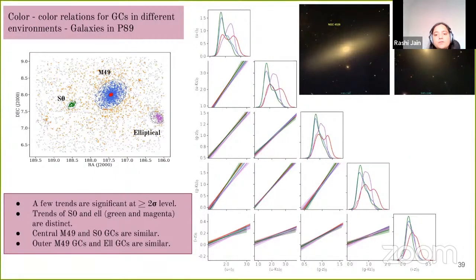Not all of them, but a few trends are more significant at the 2 sigma level. The trends of S0, the lenticular galaxy, and the elliptical galaxy, the green and magenta, show the most distinct patterns compared to each other. The central M49 clusters and the clusters of the lenticular galaxies show similar trends, whereas the outer M49 shows resemblance to the elliptical globular clusters.